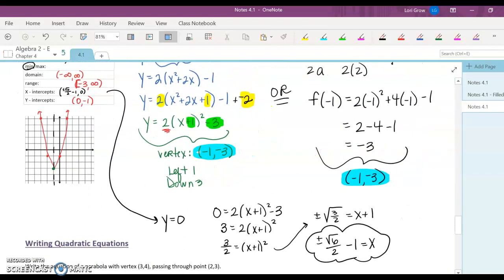Okay, we are still going to do writing quadratic equations when we are together again, and so that ends this lesson.